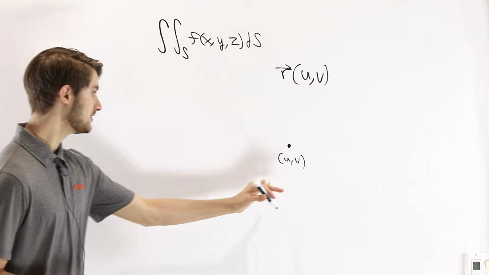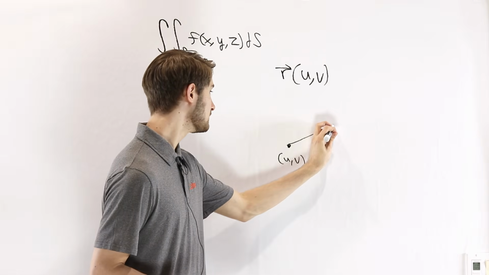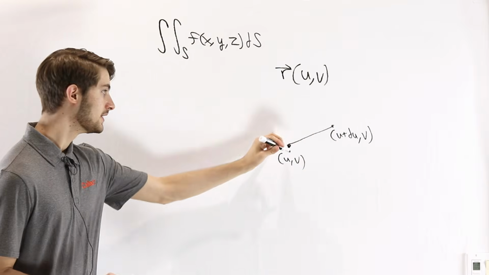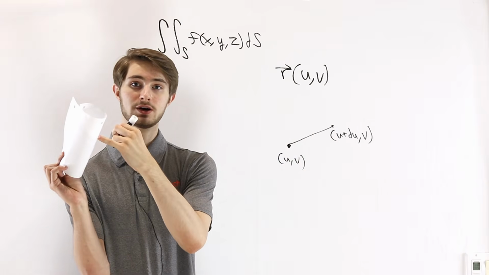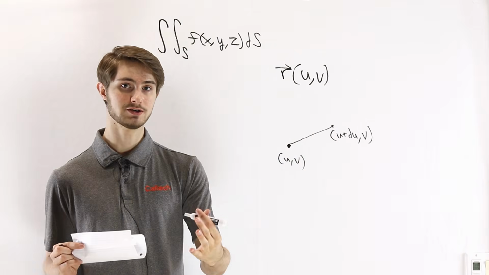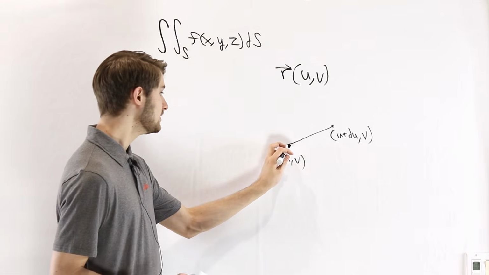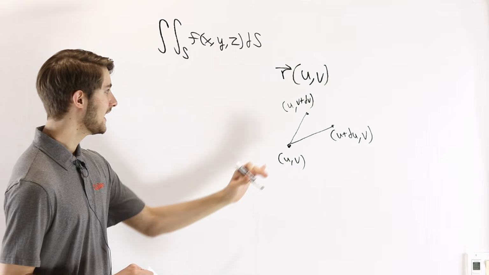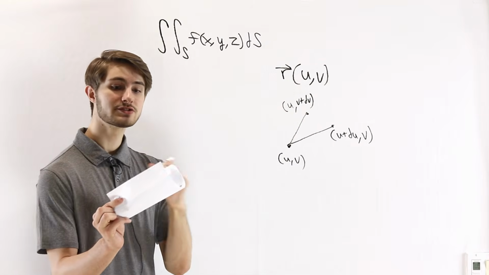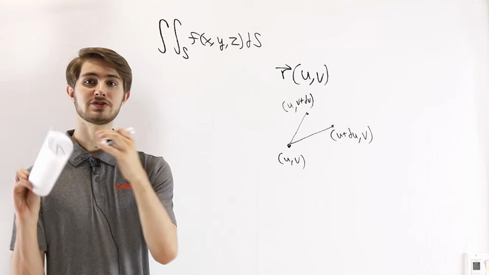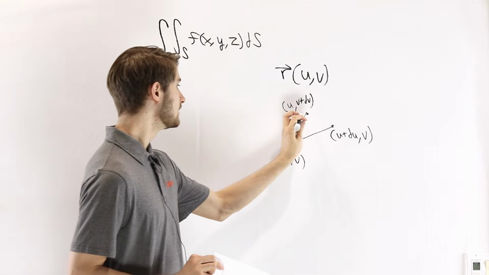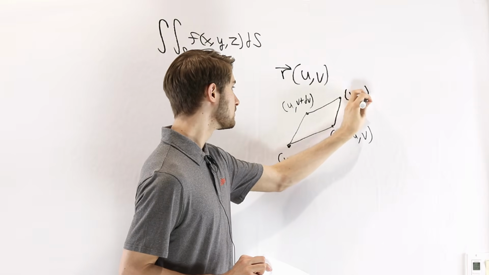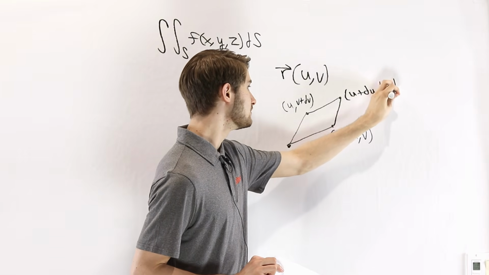If we change the value of u by some small amount, so that we're looking at u plus du instead, that's going to create a particular movement on the surface, a movement in some direction. Similarly, if we do a small change in the value of v, so that we're looking at v plus dv, that's going to create a movement along this surface in a different direction. We can complete this picture by connecting to the final point u plus du, comma, v plus dv.